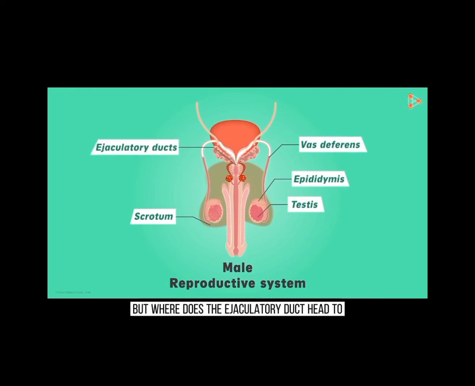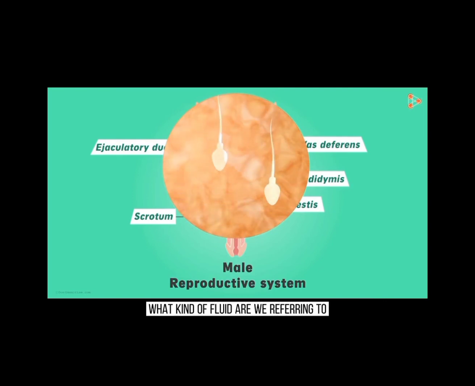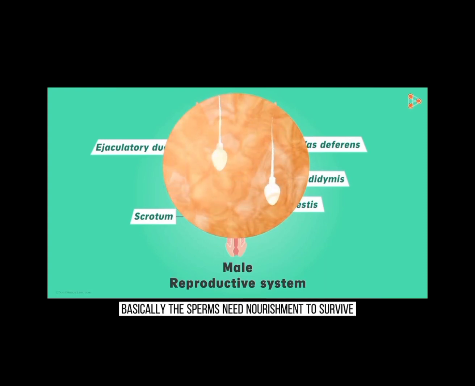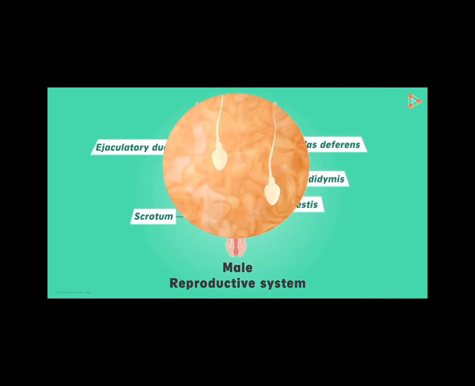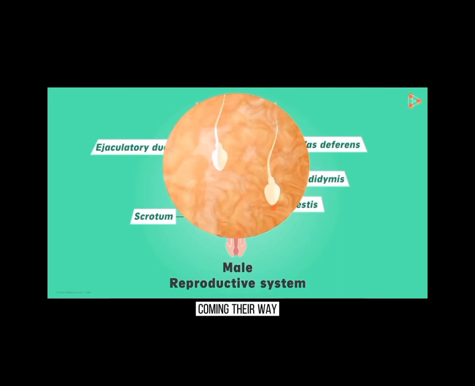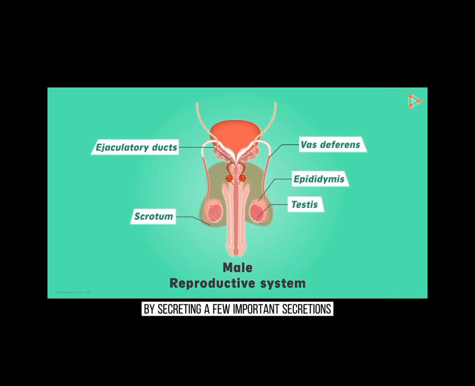But where does the ejaculatory duct head to? It heads to a destination where the sperms get mixed with a nourishing fluid. Wait a second, what kind of fluid are we referring to? And why is it needed here? Basically, the sperms need nourishment to survive. Also, they need to be protected from acidic conditions coming their way. Hence, various glands come to the rescue by secreting a few important secretions.